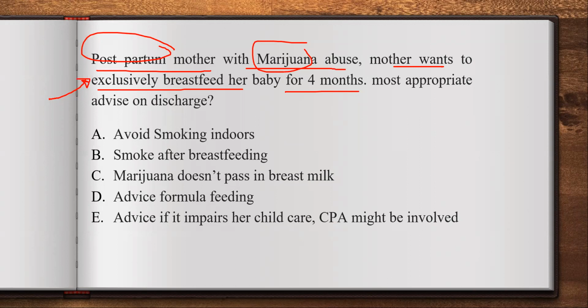But marijuana stays in the body or even in the breast milk at least 6 to 7 days after smoking. So if you want to know how long she cannot breastfeed, I would say at least 7 days after stopping the marijuana, she should not breastfeed.